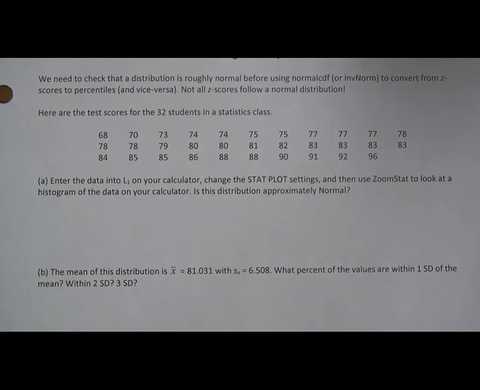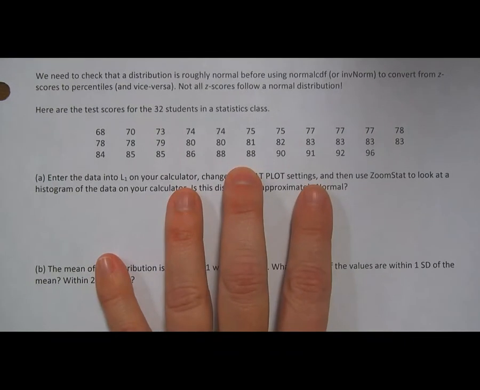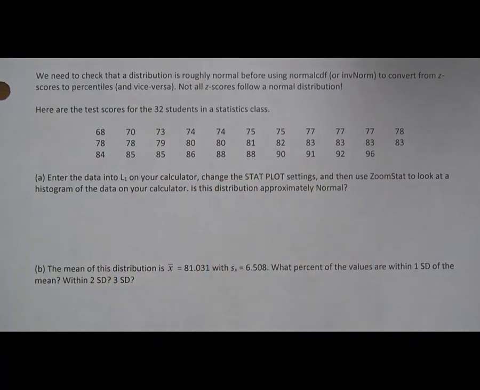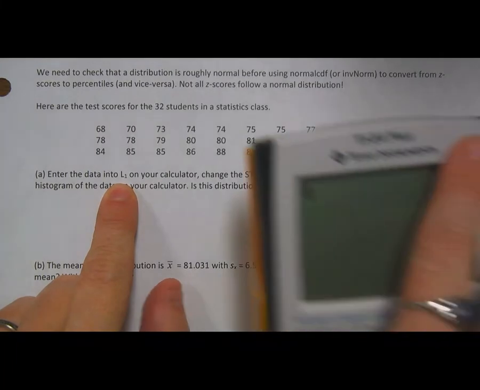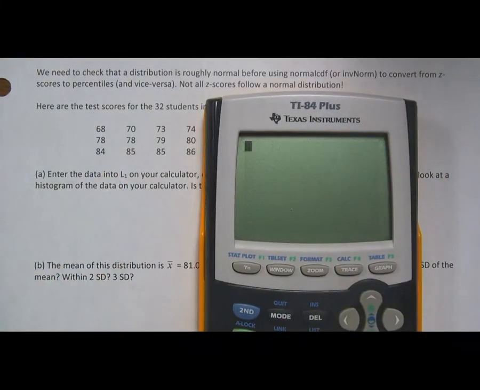Here are the test scores for 32 students in a stats class, and the great news is they're already listed least to greatest. I want you to know how to take this data and make either a histogram or a box plot in your calculator, because that would be a really quick way to see if this distribution was roughly normal. So it says enter the data into list 1. Let's do that first, and then I want you to pause. Try not to get ahead of me here.